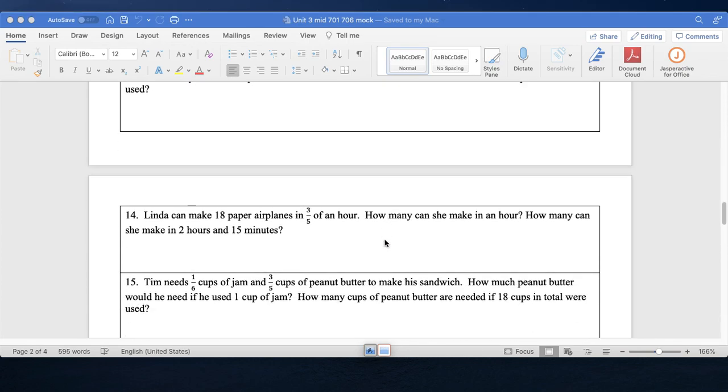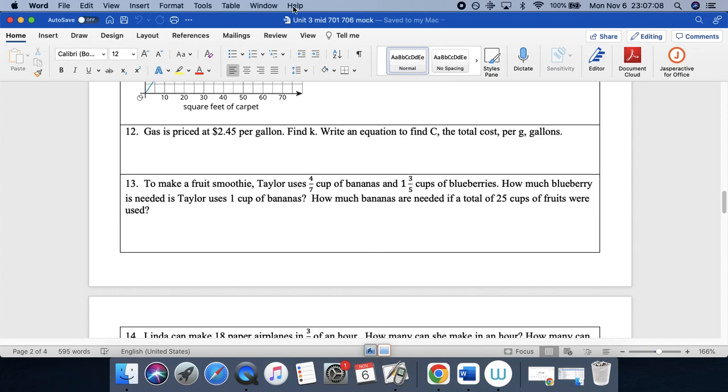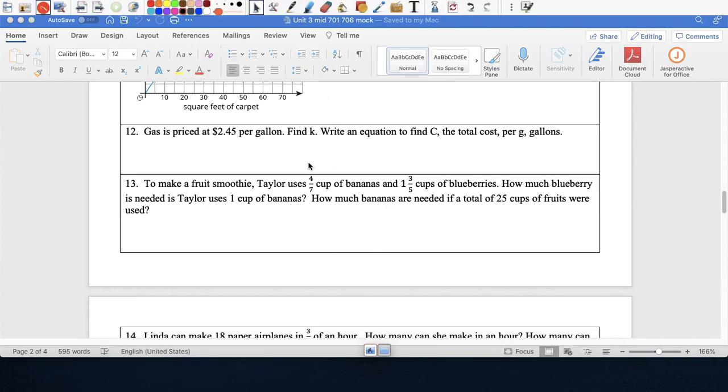12. Gas is probably $2.45 per gallon. Well, we know it's proportional because when you go to that gas station, they're not going to charge you $2.45 for the first gallon, and then $2.55 for the second gallon, and $3.85 for the third gallon. It's always the same price per gallon, so it's a constant relationship.